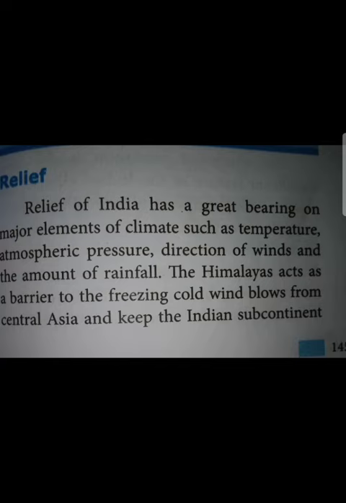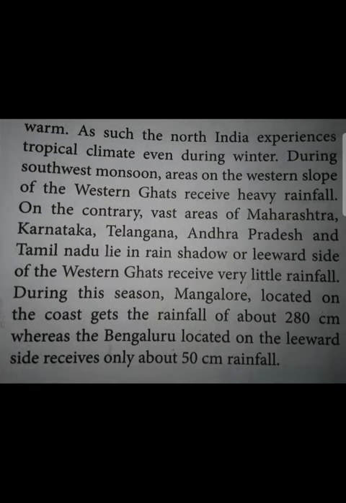Next we move on. The barrier of freezing cold wind blowing from Central Asia keeps the Indian subcontinent warm. As such, North India experiences a tropical climate. Tropical climate means hot climate. Even during the winter, sometimes there will be heat.